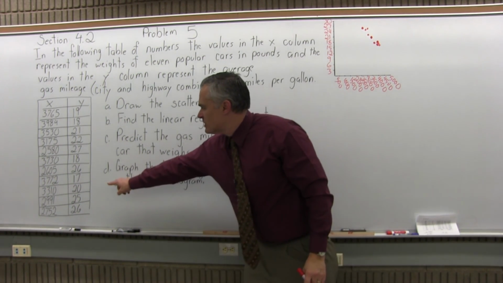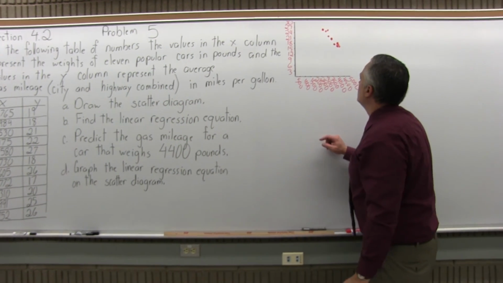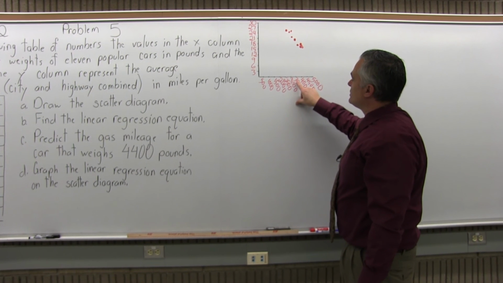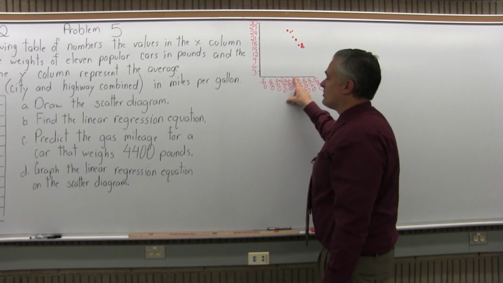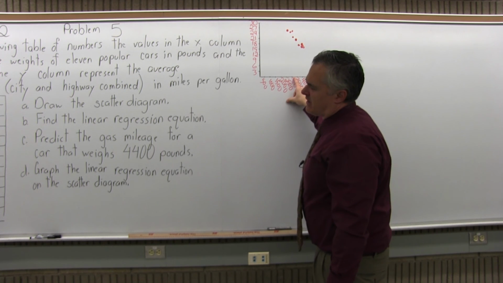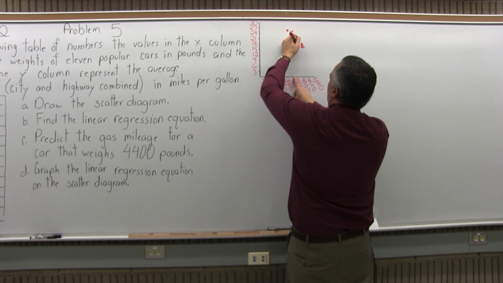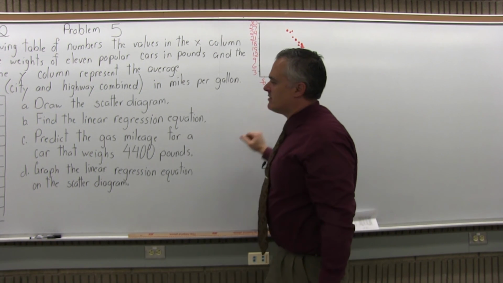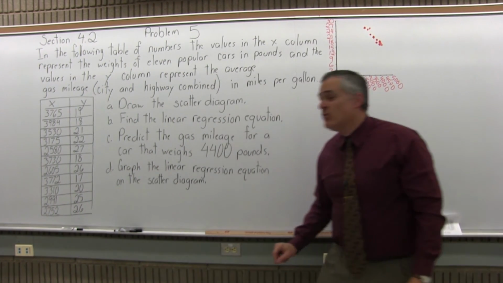And let's see, the next one is 3,310. So 3,310, between the 3,000 and the 3,500, close to the 3,500. And our gas mileage is 20. So I have 21, right about there. And now two more, 2,991 for the weight.